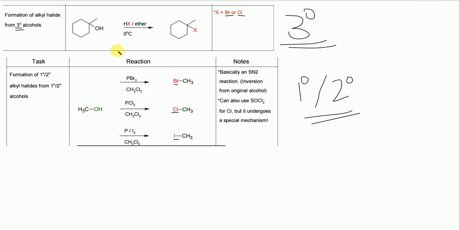And so essentially all that happens is, if I use HX and ether at 0 degrees Celsius on a tertiary alcohol, so HBr, ether, 0 degrees, it will replace the OH with a Br. Okay, so I have a Br here. Now for primary and secondary, it's the same thing. I just use PBr3, CH2Cl2, and it's for any SN2, SN1, whatever purposes that you're doing.